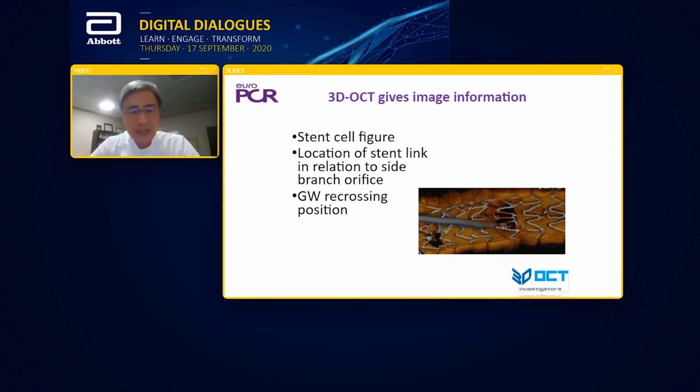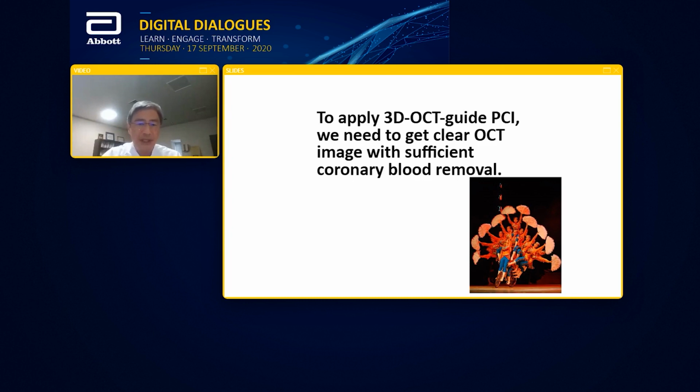3D OCT gives image information such as stent cell figure, location of stent link in relation to the side branch orifice, and also guide wire recrossing position. To apply 3D OCT-guided PCI, we need to get a clear OCT image with sufficient coronary blood removal.